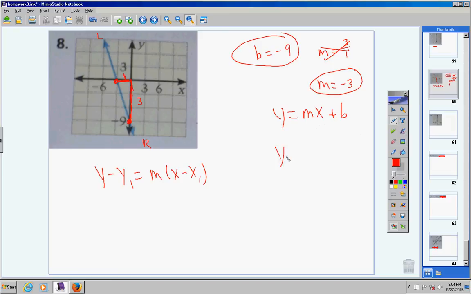So y equals m, that's -3, and then x, and then you put your b, positive b, we have a -9. Please don't put positive -9. I will take off points for that. It's just -9. And there's your answer. Y equals -3x minus 9. Let's try another one. Number 10.